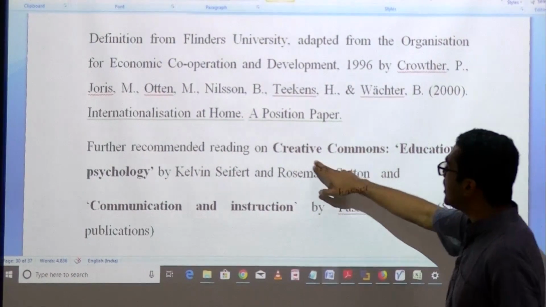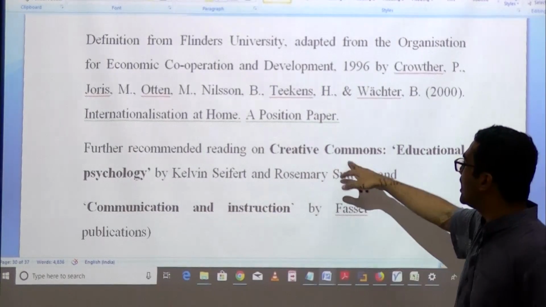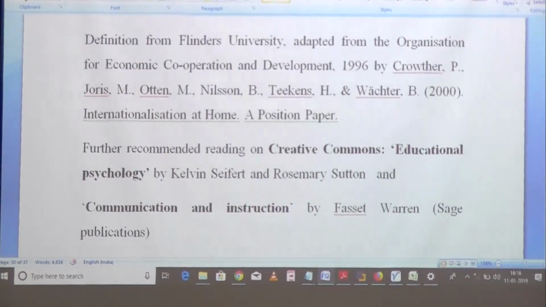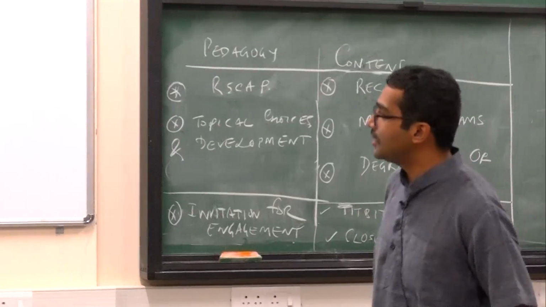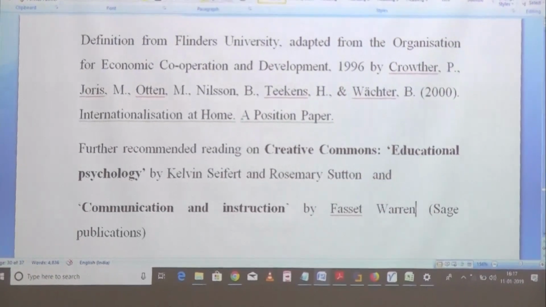Among the Creative Commons books, I am mentioning this primarily because they are free. I have found this book to be very well written by Kelvin Seifert, who is a professor of educational psychology, and Rosemary Sutton. Both of them are in fact collaborators in their research endeavors, in their research projects.